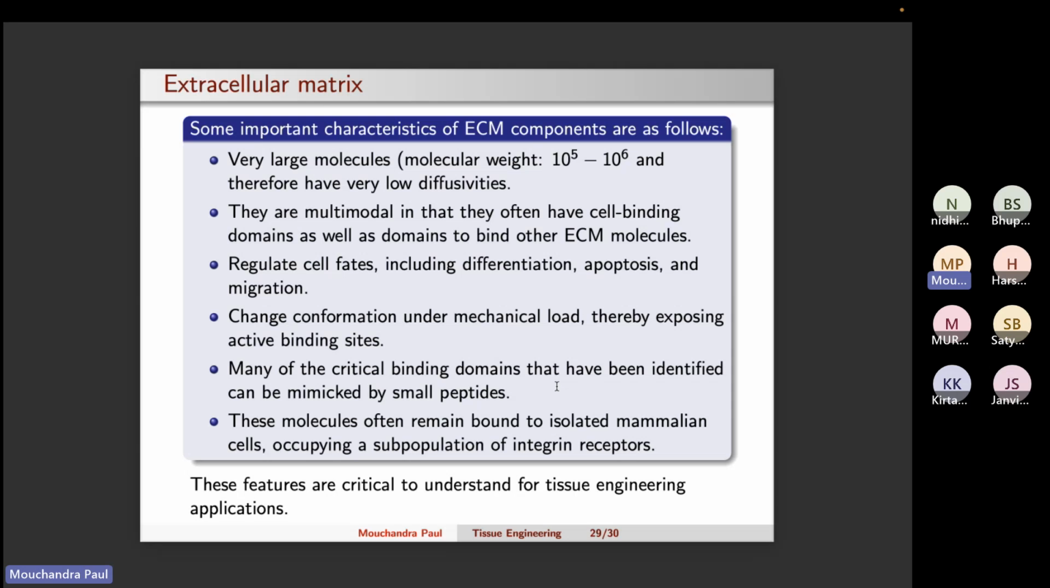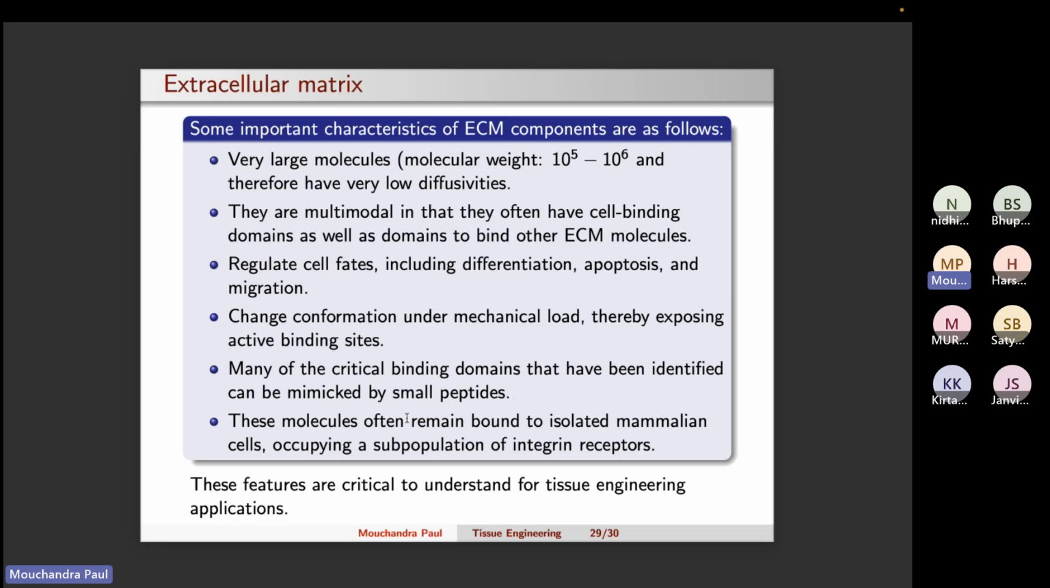Many of the critical binding domains have been identified and are being mimicked by small peptides. So rather than using the entire collagen molecule, people are just using the protein sequence corresponding to the cell binding site of the collagen, using those small peptides and attaching them to the tissue engineering scaffold. Then they are modulating the cell adhesion.